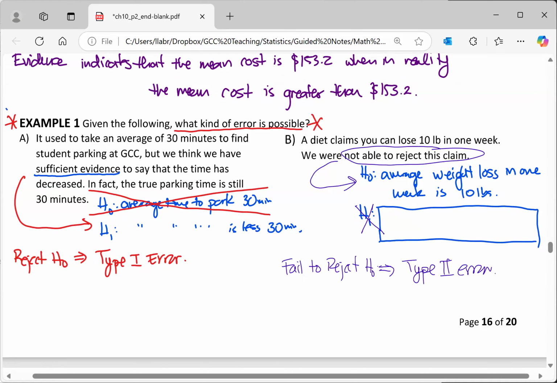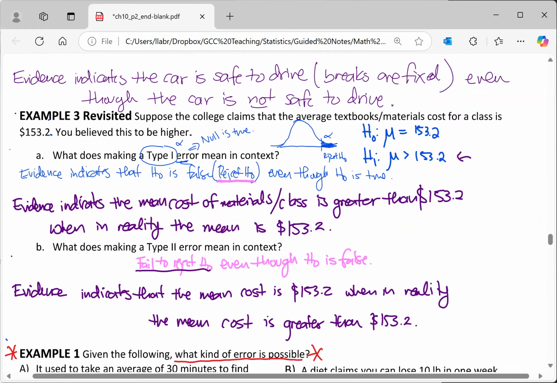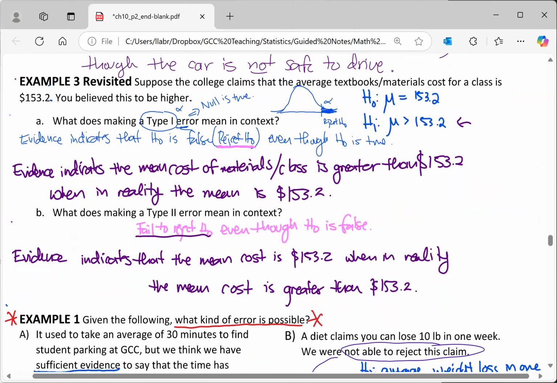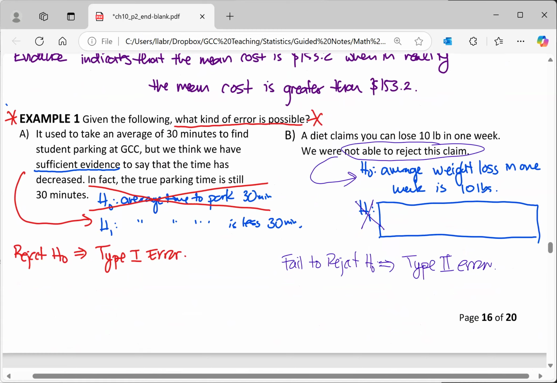All right, and that's pretty much it. So again, we did one more example on interpreting type 1 and type 2 errors, and then we identified the kind of error possible depending on the conclusion of the hypothesis test.